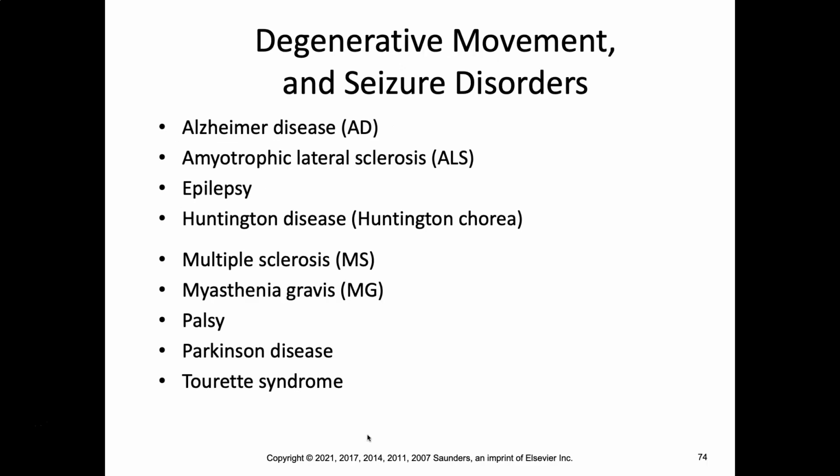These are degenerative movement and seizure disorders. Alzheimer's, amyotrophic lateral sclerosis. You might know this as Lou Gehrig's disease. He was a famous baseball player, and he developed amyotrophic lateral sclerosis. And this is another one of those diseases that unfortunately, even though they've done a lot of research on, it is eventually fatal. The question is, how much time can you delay to give someone who has ALS?